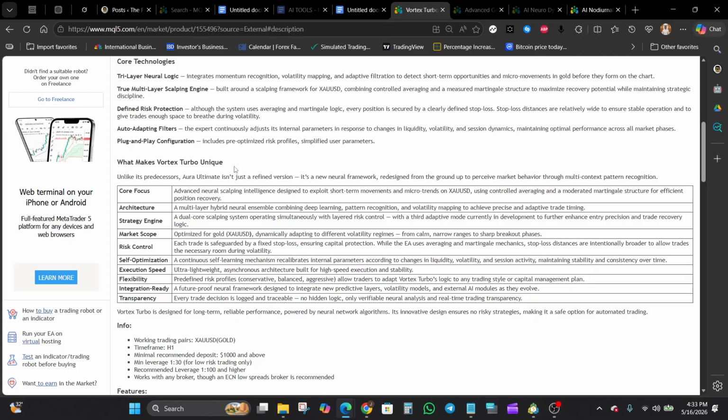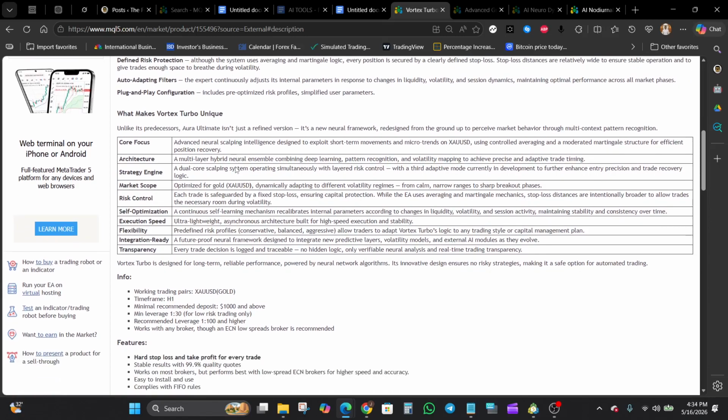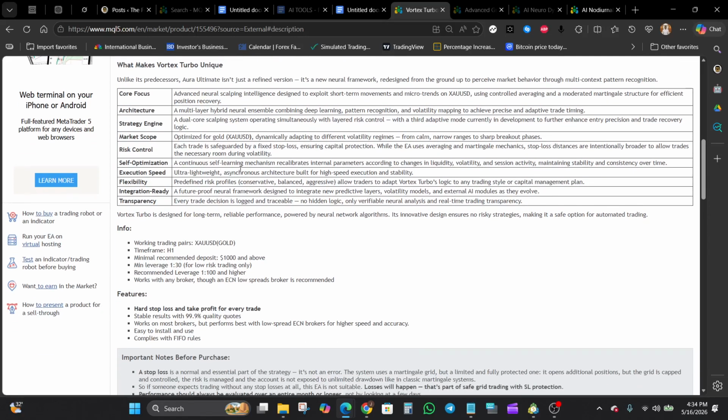Another thing worth mentioning is that the EA is heavily centered around short-term gold movements and micro trend activity. The developer explains that the system uses a multi-layer neural architecture combined with volatility mapping and pattern recognition to identify potential entries during fast market conditions.